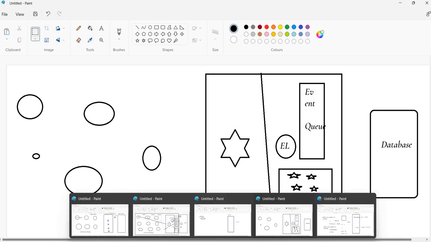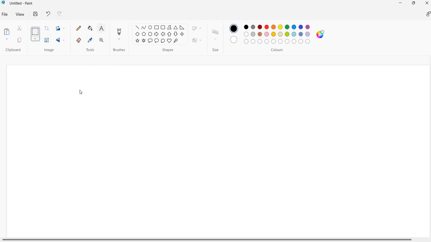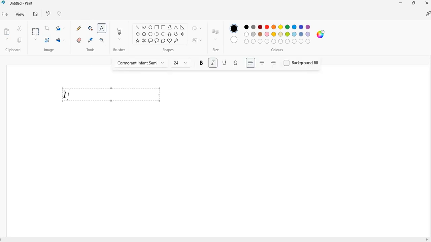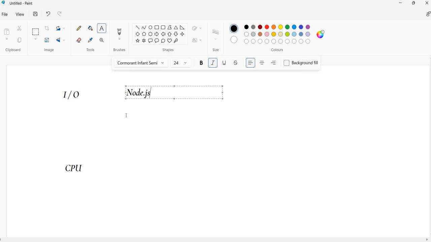So now we should understand in which situation we should go with Node.js. Tell me. Input output, IO, and CPU intensive tasks. If it is input output, at that time Node.js is the best option. If it is a CPU intensive task in your application, it's better to go with Java or C#.NET or Python or any other.